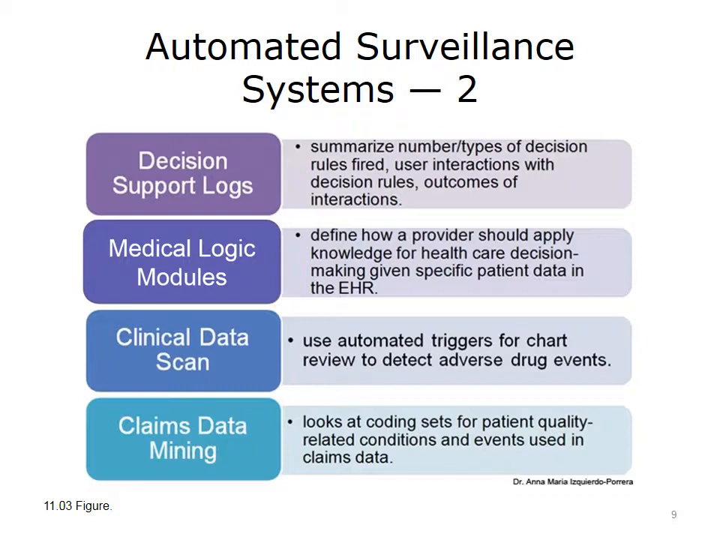Decision support logs summarize the numbers and types of decision rules fired, the interactions of the user with the decision rules, and the outcomes of these interactions. For example, if we have a decision rule that warns providers of inappropriate dosing of a drug for particular patient types based on, say, their kidney function, the decision support logs can tell us the number of times this rule fired, as well as the number of times the prescriber either changed or failed to change the drug.